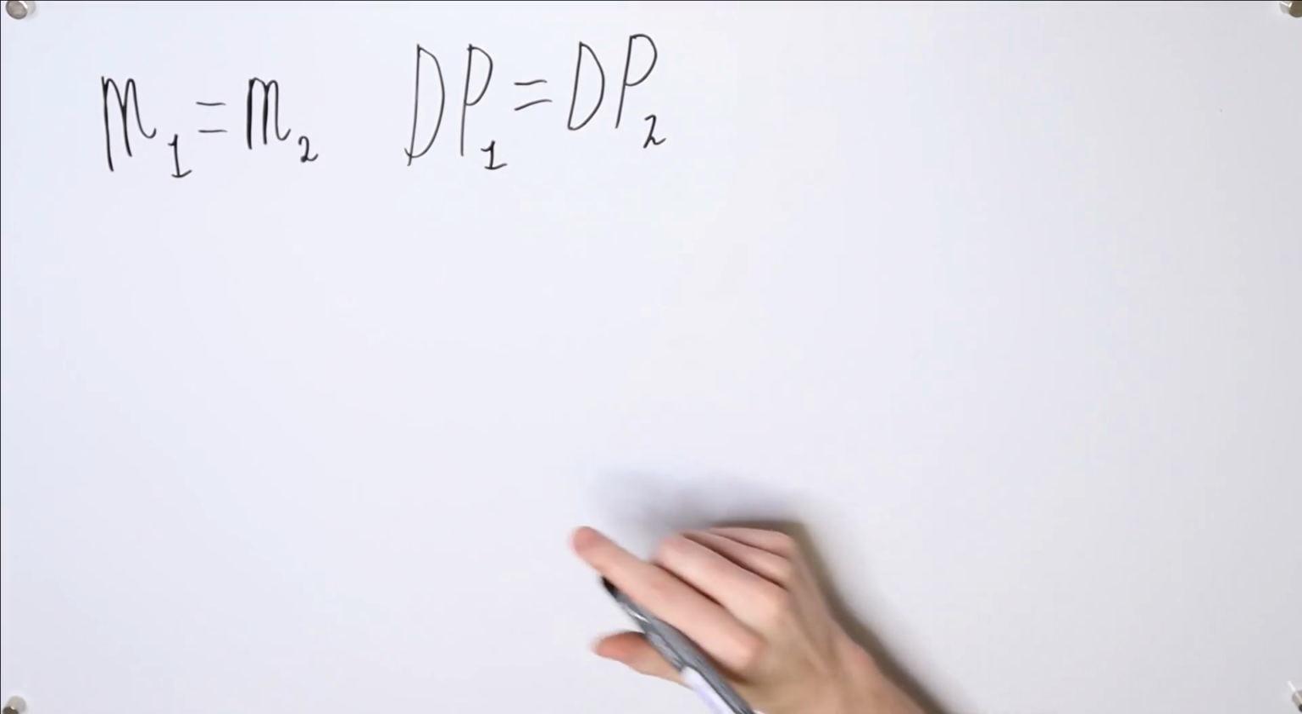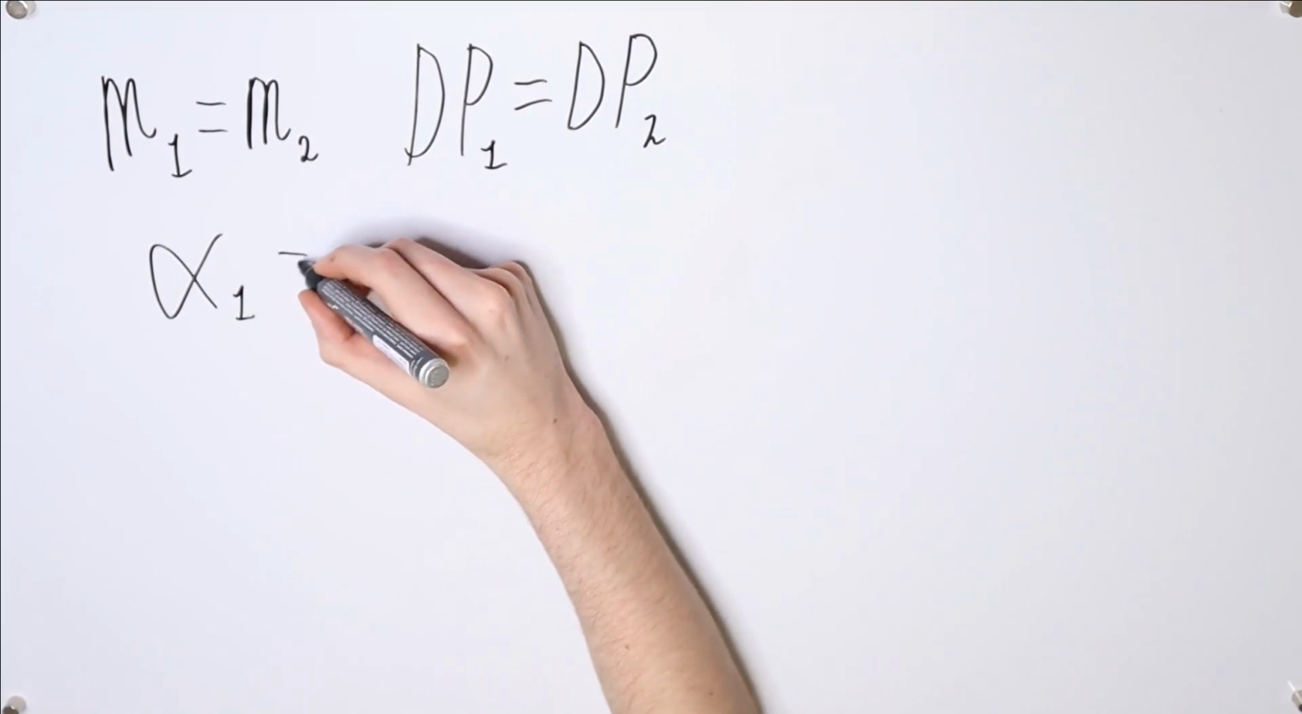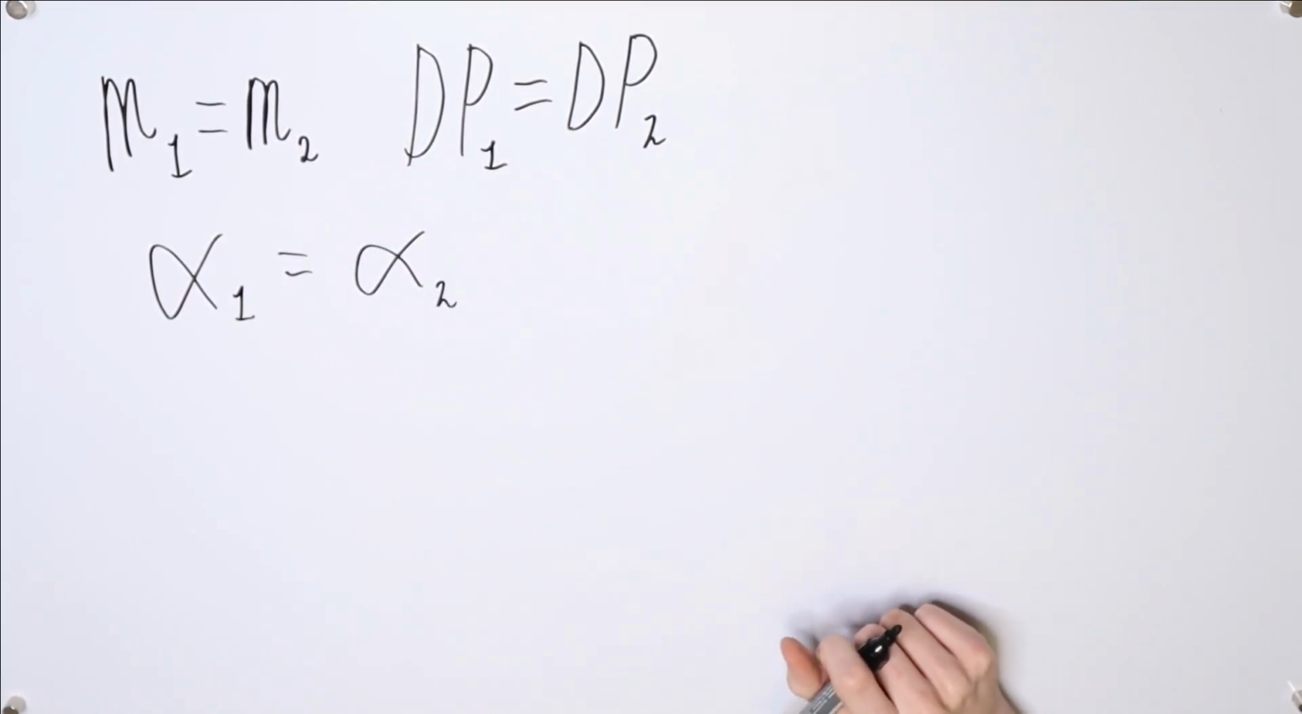The second requirement is that the pressure angle of both gears has to be the same. And this basically says that the teeth of both gears have to have the same shape.